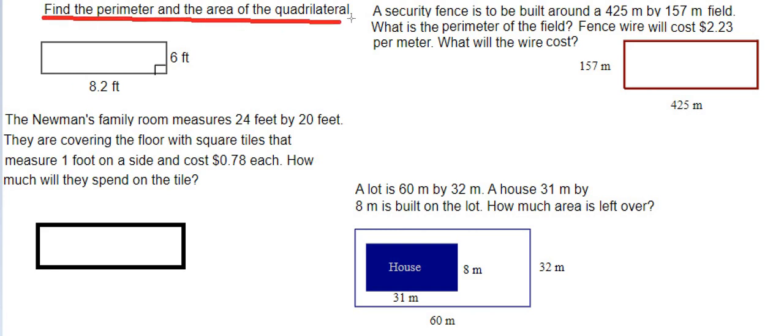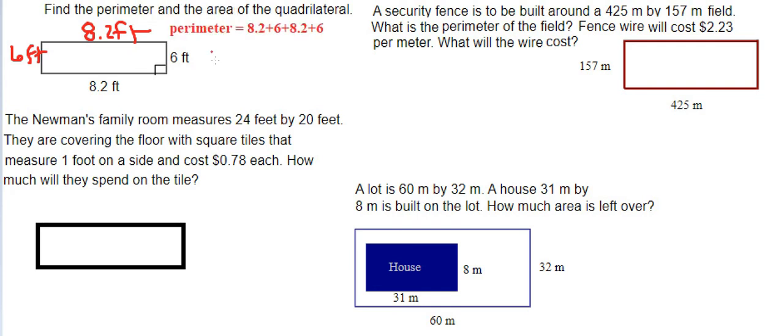So we're going to start by finding the perimeter and the area of this quadrilateral, which is really just a rectangle right here. The opposite sides are always going to be the same value. So this left side would be 6 feet, and the top one would be 8.2 feet. The perimeter is just the distance around the polygon, so we could just add them all up, and that would give us a perimeter of 28.4, and we should identify this as feet.